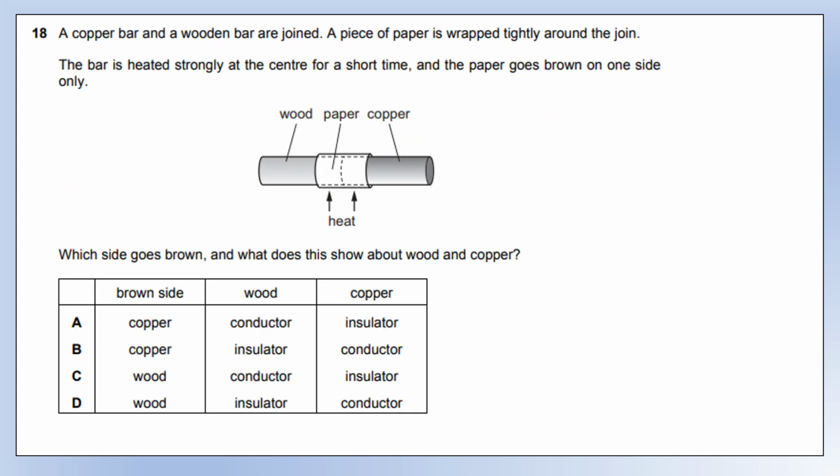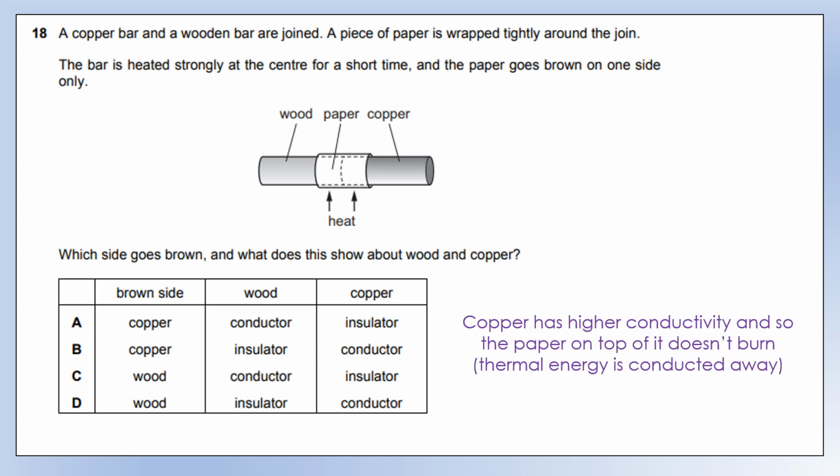So a copper bar and a wooden bar are joined, and a piece of paper is wrapped tightly around the join. The bar is heated strongly at the centre for a short time, and the paper goes brown on one side only. Which side goes brown, and what does it show about the wood and copper? So, if we compare their properties, copper has a higher conductivity, and so the paper on top of it doesn't burn because thermal energy is conducted away. So the brown side is going to be wood because it's an insulator, and the copper, however, is a conductor, so it's not going to burn. So that gives us D.